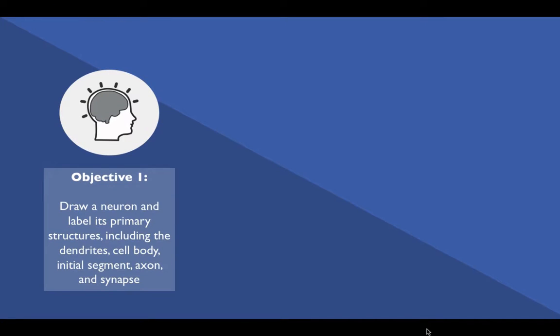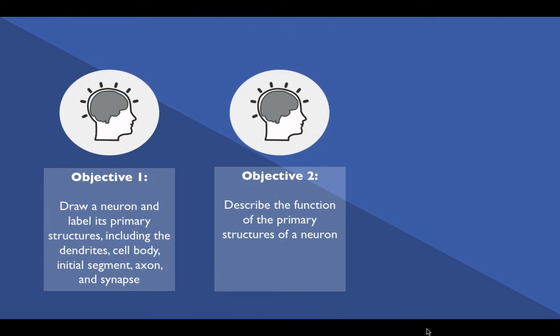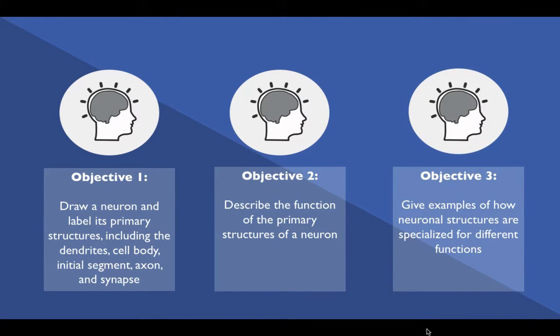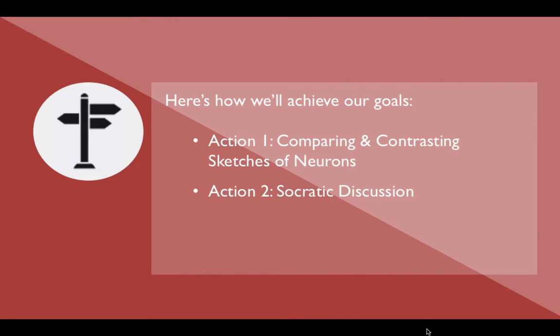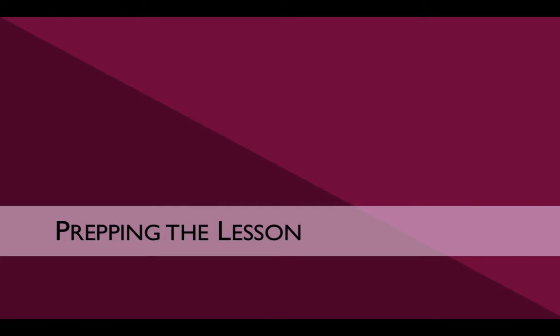At the end of this lesson, students should be able to draw a neuron and label its primary structures, including the dendrite, cell body, initial segment, axon, and synapse, describe the function of the primary structures of a neuron, and give examples of how neuronal structures are specialized for different functions. We'll achieve these goals by comparing and contrasting sketches of neurons with a Socratic discussion and creating models of neuronal pathways.